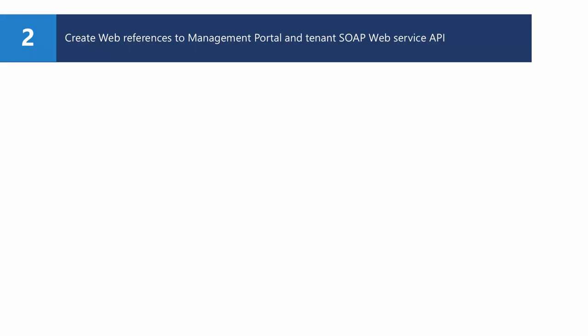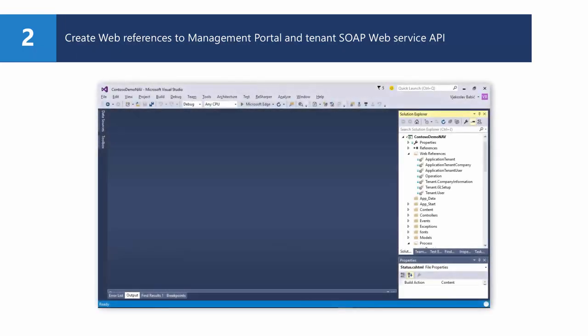Let's first create web references to the management portal. This topic is explained in the How Do I video on getting started with Management Portal Web Services API, so I won't go into too many details here. I'll simply show the services I connected to. I'll need the application tenant service to provision new tenants. The application tenant company service is here to allow me to rename companies. Application tenant user allows me to provision new user accounts from the tenant. Operation service is important because it allows me to inspect the current tenant provisioning status.